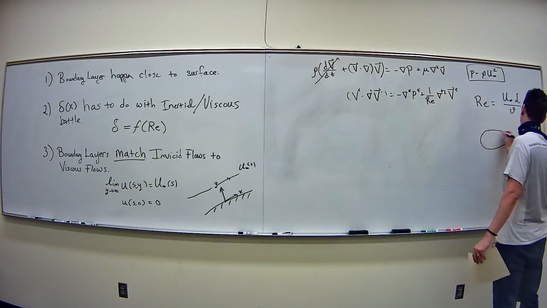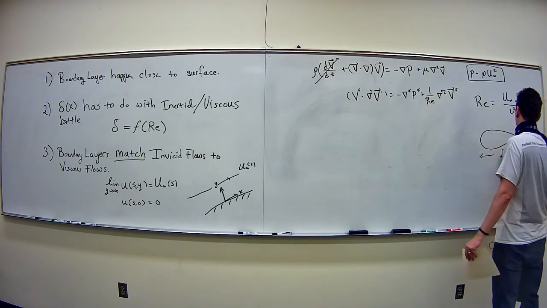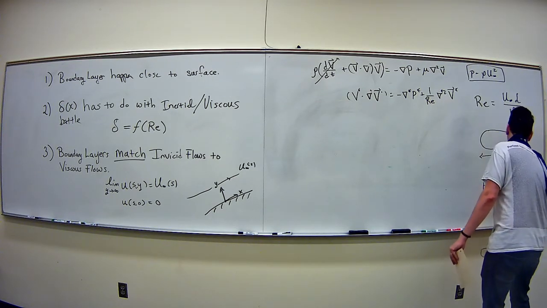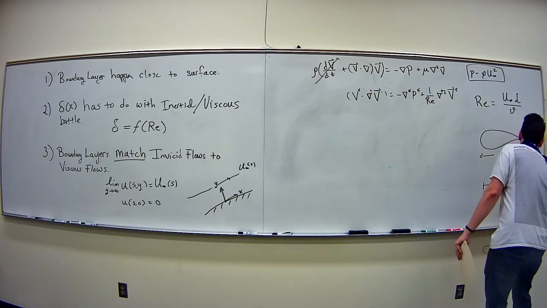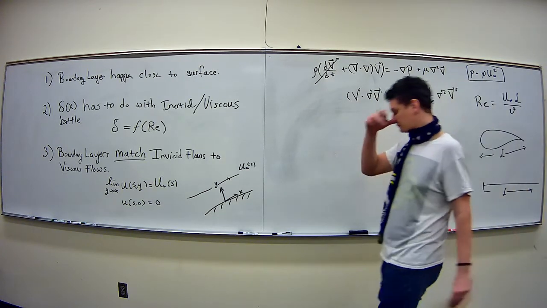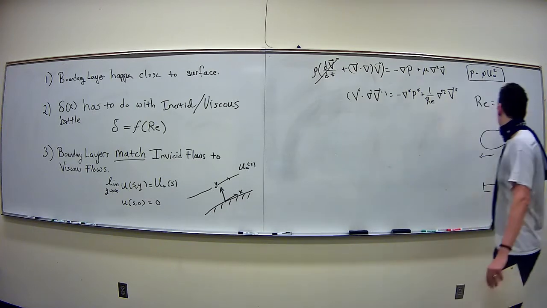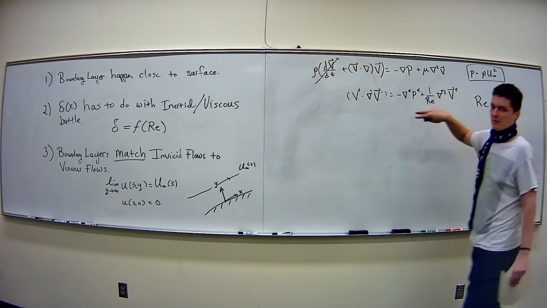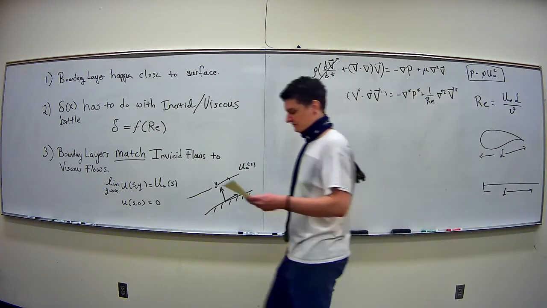So you have some body sitting in the flow like this. Well, it could be like that. If it's just an infinite flat plate, though, the length could just keep getting larger and larger. So the idea about the inviscid flow is that the Reynolds number is taken with respect to all inviscid parameters. And then things will occur.